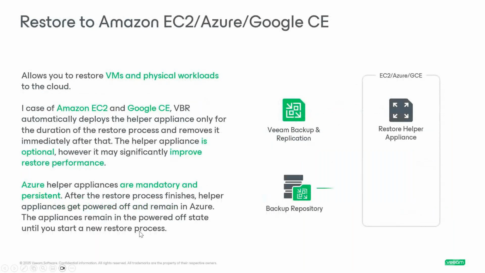Veeam also allows you to restore into the cloud, into Azure, into Google. When it runs this operation into Amazon and Google, it deploys a helper appliance that is only alive for the duration of the restore process. Then it removes it immediately after that. The helper appliance is optional, but it's heavily recommended for better performance. For Azure, it does the same thing, but that one is actually mandatory, and it is just turned on when you run this operation, and then it's turned off after the restoration has processed.